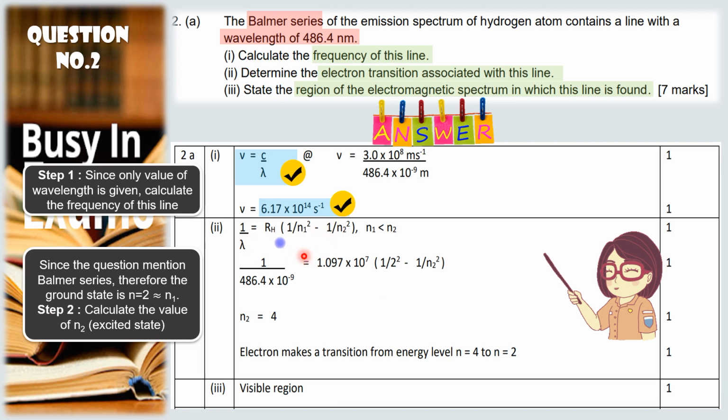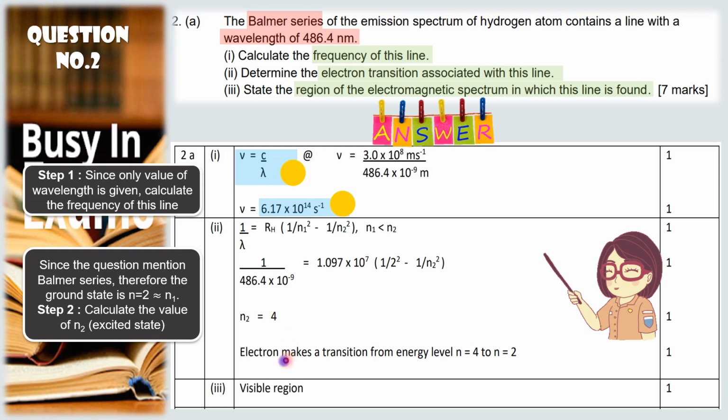Okay, and remember the value of RH here, so you should use 1.097 times 10 power of 7. And substitute all the values. Okay, wavelength should be in meter, because the value of RH here is per meter. Okay, and then finally you will get n2 equals to 4.